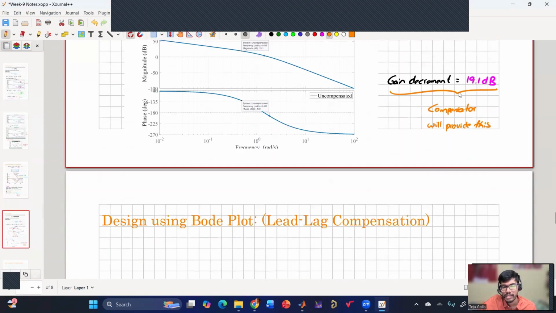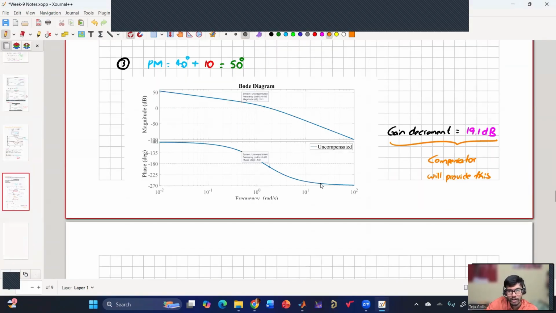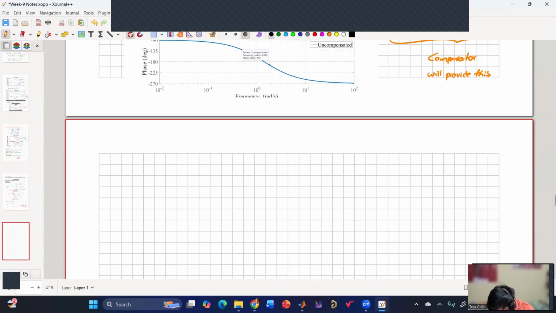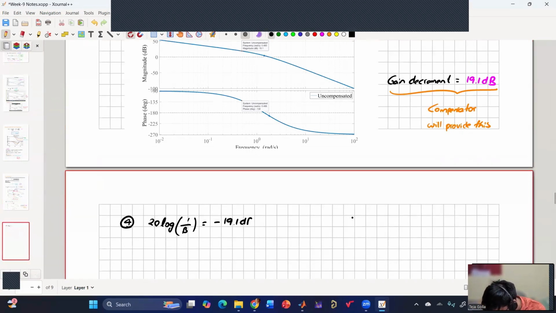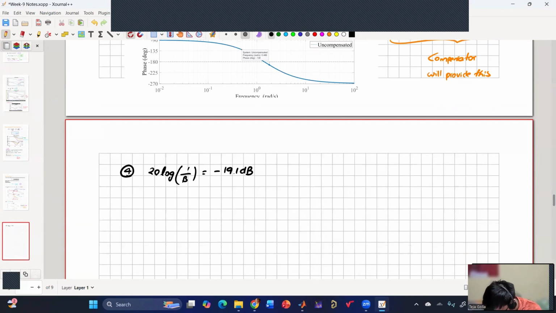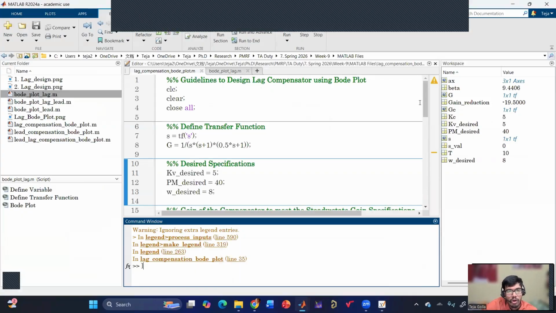So if this is the decrement that has to be provided by the compensator, I can say 20 log 1 by beta, this is point number 4. So 20 log 1 by beta corresponds to minus 19.1 dB, and I have to calculate beta. So how much is my beta? Again, I have written the MATLAB code. Let us see. It is running, but I think the figure is facing some issue. Okay, let it be.